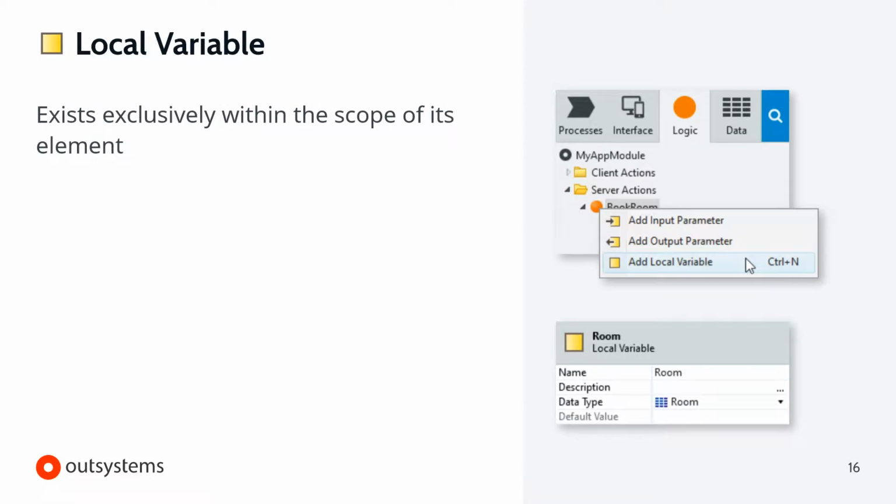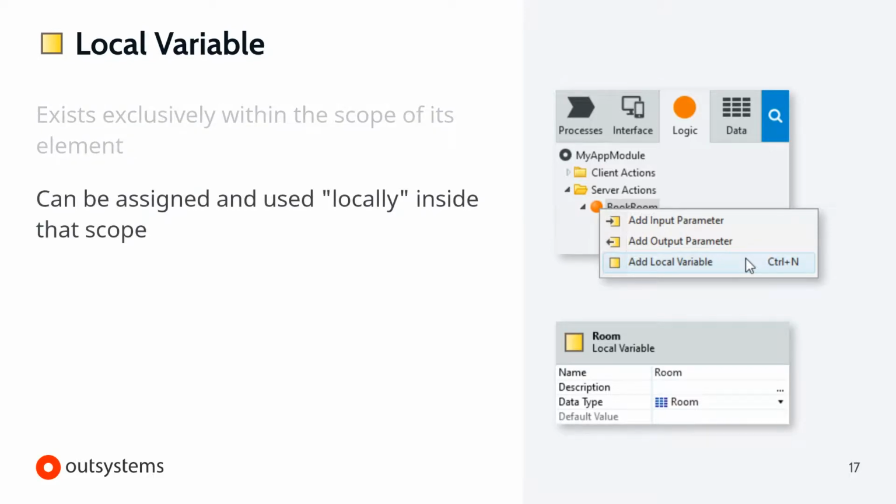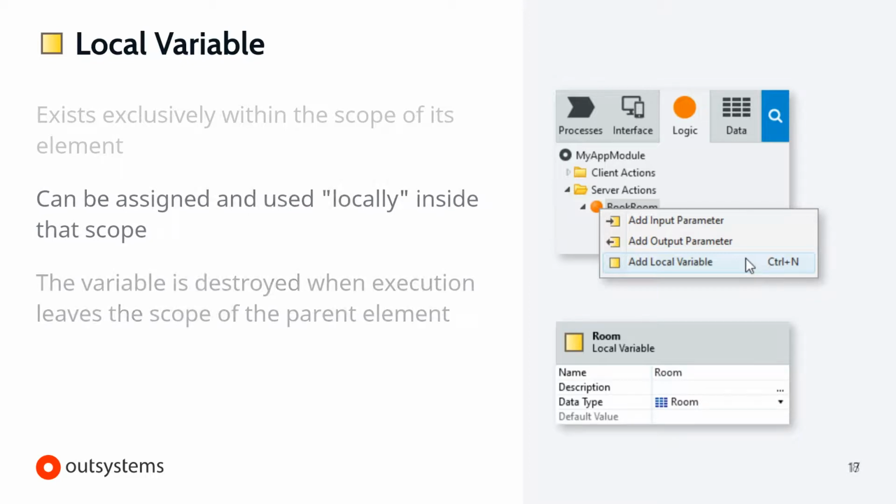Finally, there are local variables. These variables exist exclusively within the scope of their parent element. They can be assigned or set and used locally inside of the scope, which is why we refer to them as local variables. Similar to inputs, local variables are destroyed whenever their parent scope finishes.